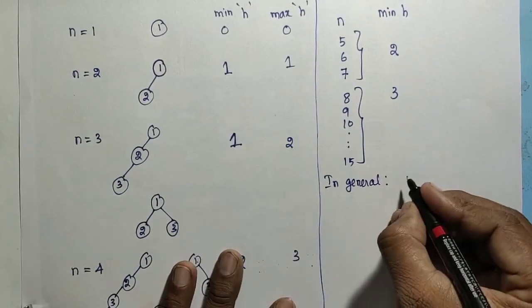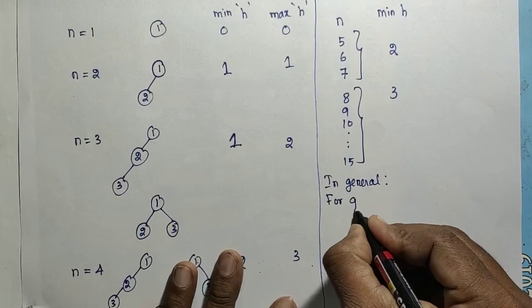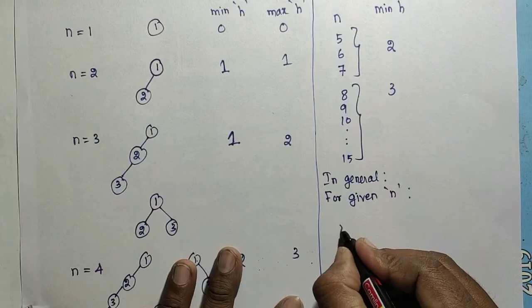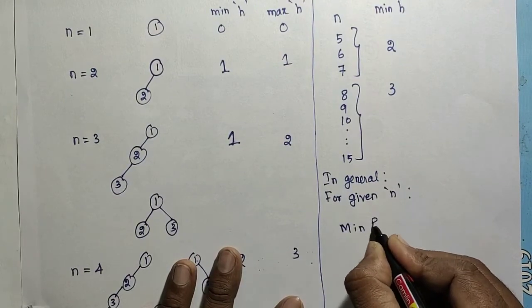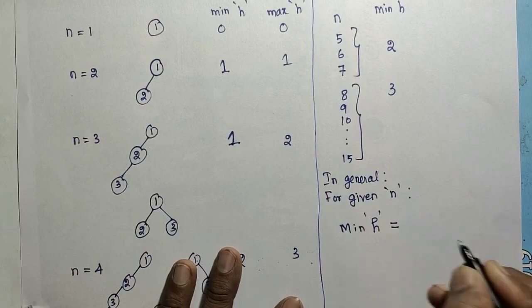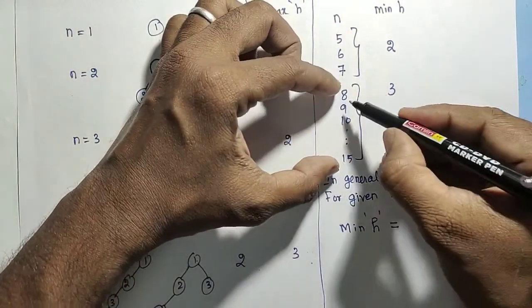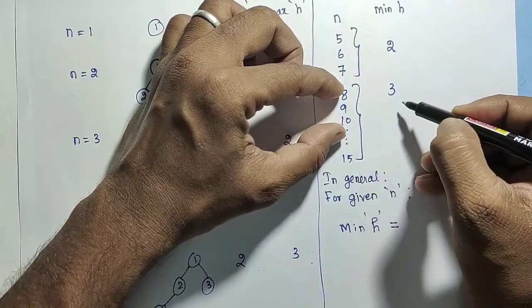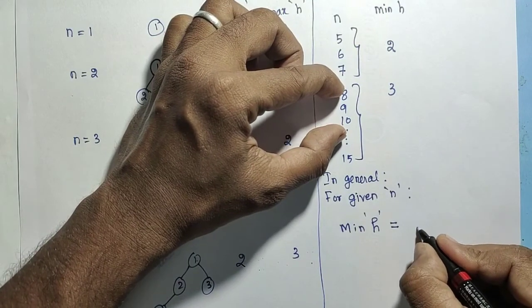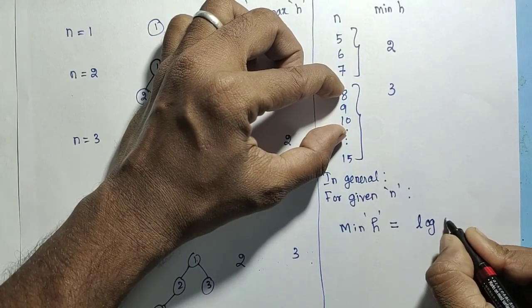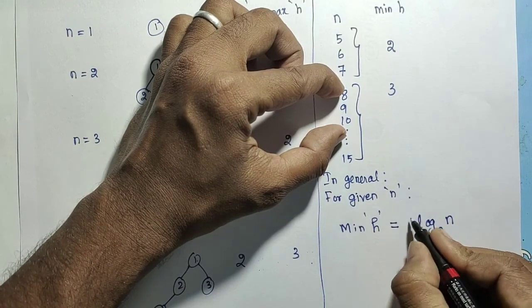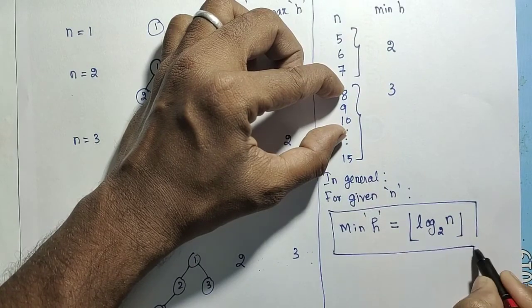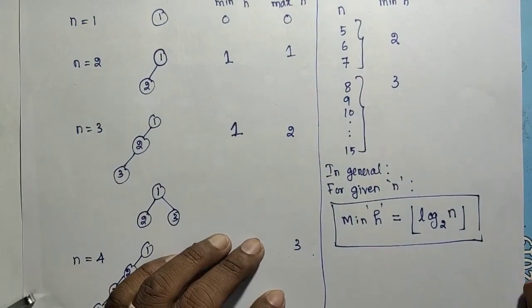So in general, for given n, the minimum height I require is this. Just see that for 8 it is 3, for 9 it is 3, 10 also 3, 15 also 3. It is given by the formula log n base 2, floor. This is the minimum height.